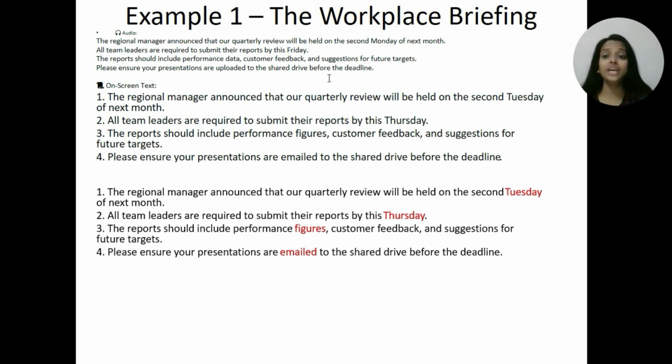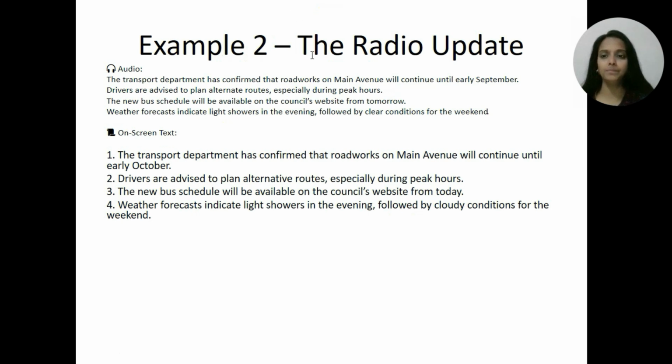So remember to expect small factual changes like days, numbers, verbs, and you have to listen for semantic consistency, not sound similarity. Got it? Now let's move on to our next example.